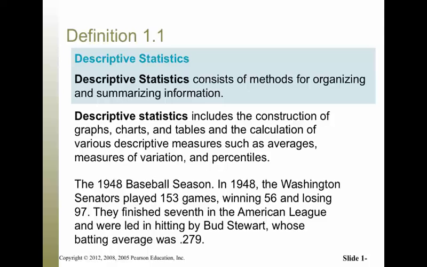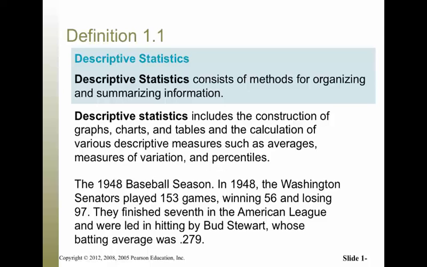So here's an example. There's a baseball team. They played 153 games. They won 56. They lost 97. They finished 7th in the American League. And they were led in hitting by Bud Stewart, whose batting average was .279. So these are all statistics. All these values are statistics that describe the baseball season for this baseball team.